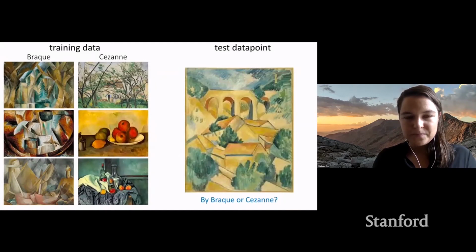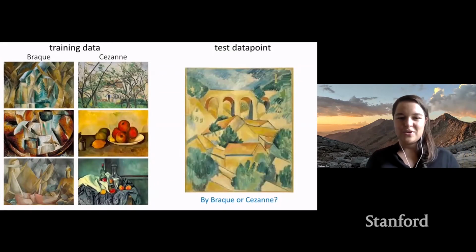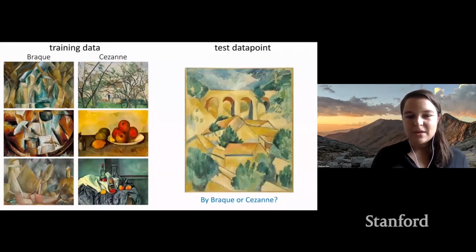So I'll give you a minute to think about this and try to figure out if this image on the right was painted by Braque or by Cezanne. And then you can enter what you think in the poll on Zoom. Can everyone see the poll? It is by one of these 2 painters. It's not a trick question. It's also not a deepfake.